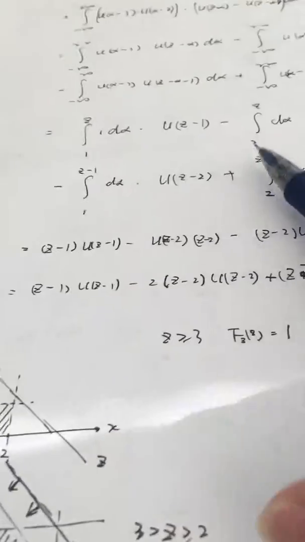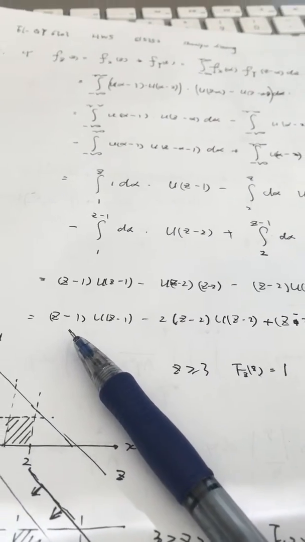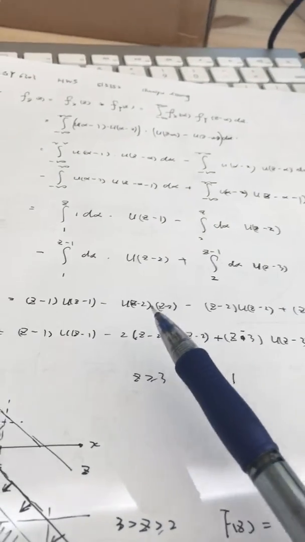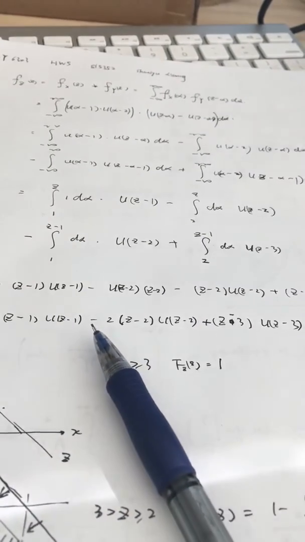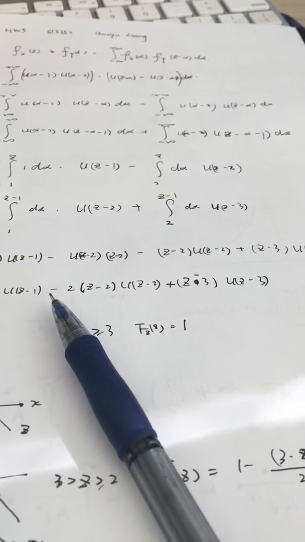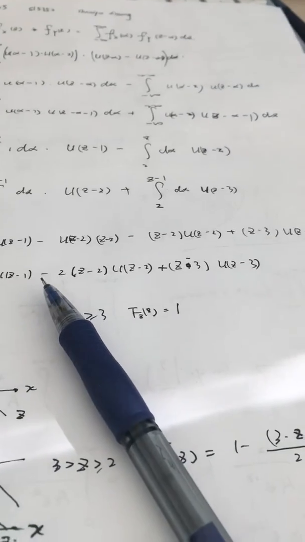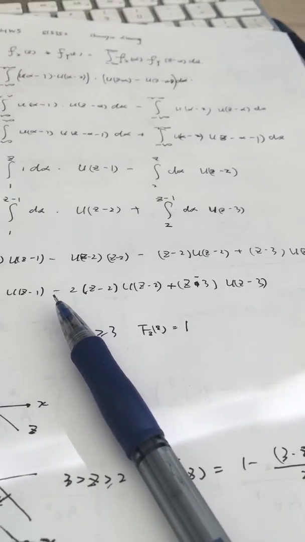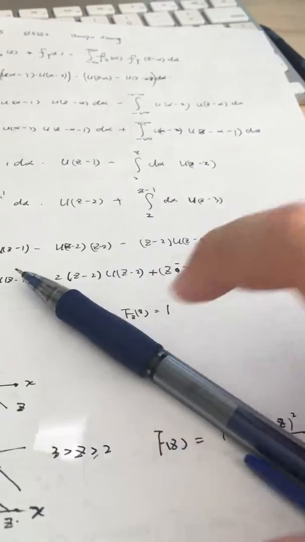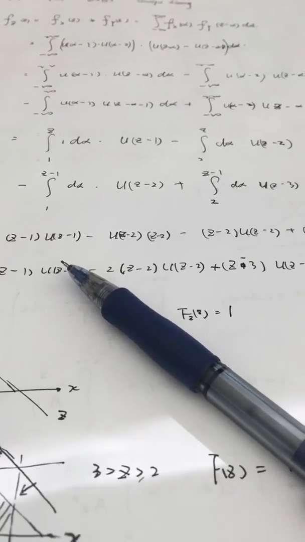So computing all of these together, we can write the final result as z minus 1 times u of z minus 1, minus 2 times z minus 2 times u of z minus 2, plus z minus 3 times u of z minus 3. That is basically the first way to compute the lowercase f_Z.